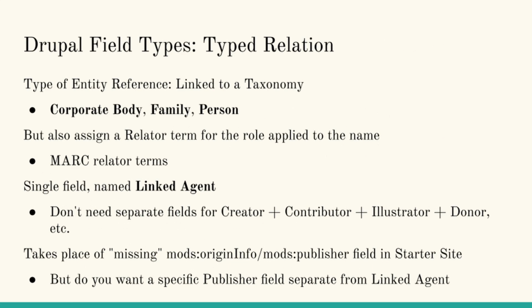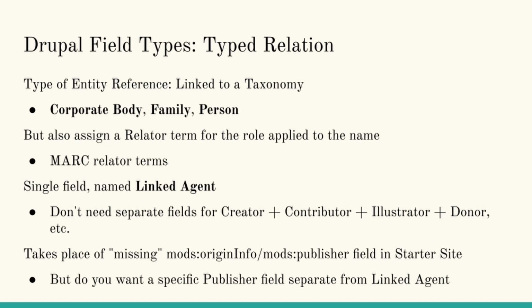And then there's the typed relation field, which we use for the linked agent, but which can also be used for other types of fields. It's a type of entity reference field because it's linked to a taxonomy in the linked agent field, corporate body, family, and person taxonomies. But it also lets you assign a relator term for that role list, which allows you to have a single field like linked agent reproduce what in MODS you might otherwise have to have as a separate author field or a separate illustrator field or a separate donor field. All of those can be handled by linked agents.